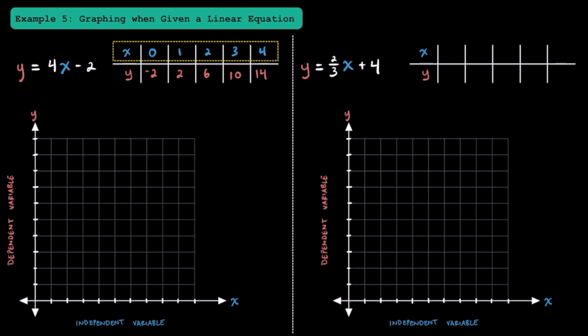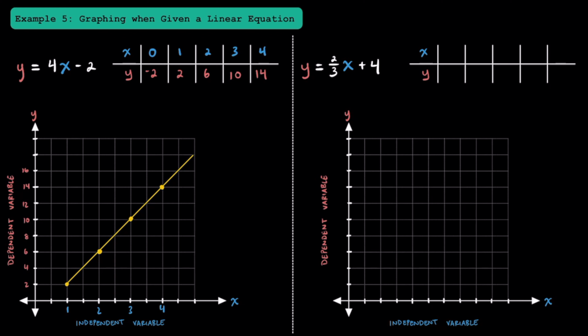Our highest x value here is 4, and since we have 10 boxes, I'm going to spread them out and put a 1 over here, 2, 3, and 4. Our highest y value is 14, and since we only have 10 boxes, we're going to have to go by at least 2. Plotting this (1, 2) is going to be right over here, (2, 6) is right over here, (3, 10) is right here, and (4, 14) is right over here.